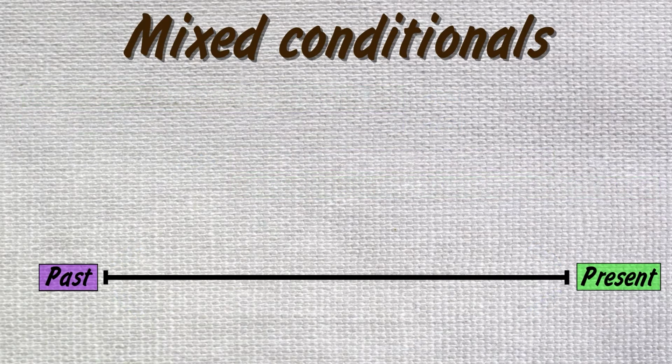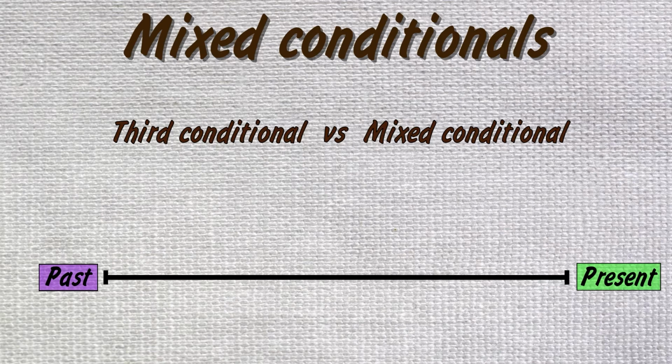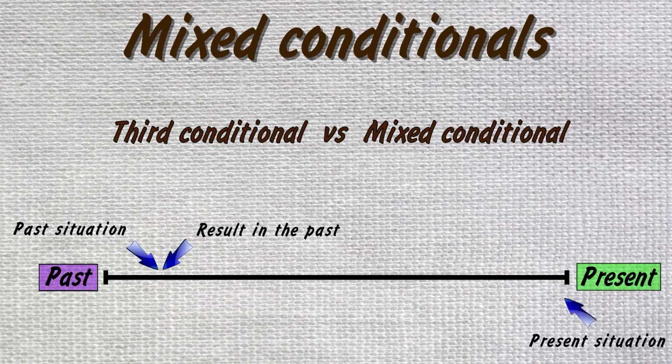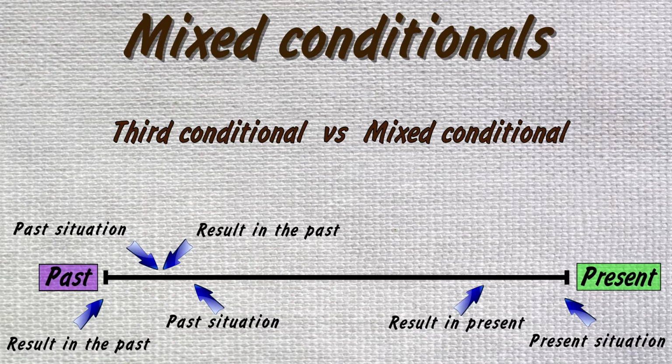So, what's the difference between the third conditional and the mixed conditional? Well, it's time. It's about when the situation occurred and when the result occurred. The third conditional specifically refers to a situation in the past and the result of that situation in the past, while the mixed conditional refers to either a situation in the present and its result in the past, or a situation in the past and its result in the present.